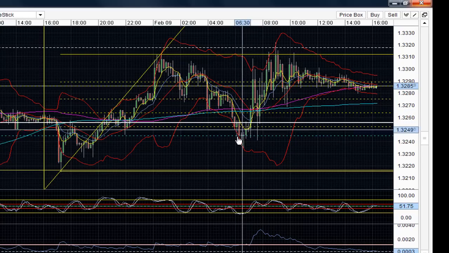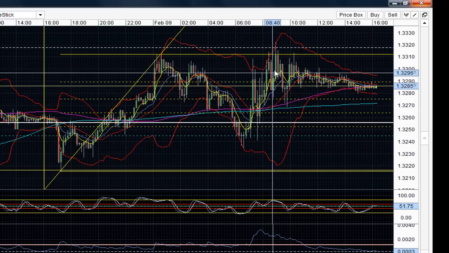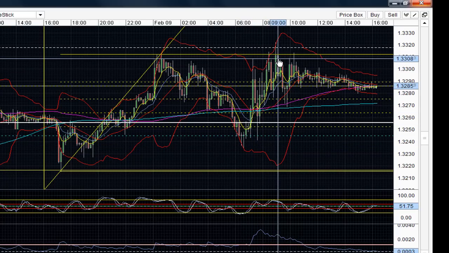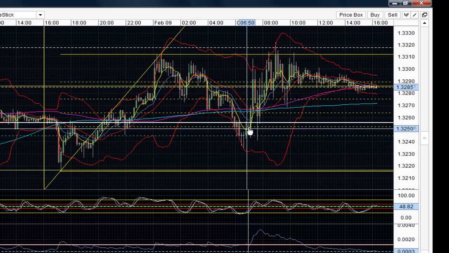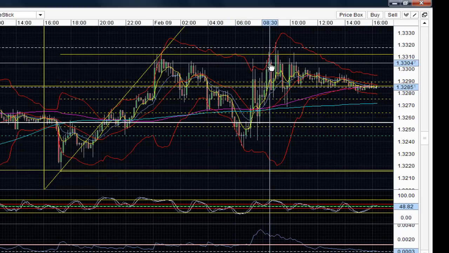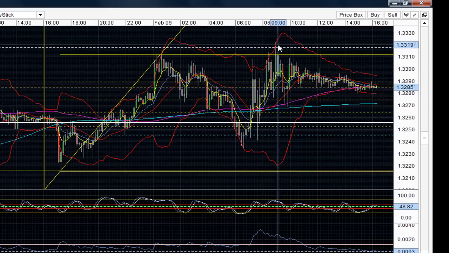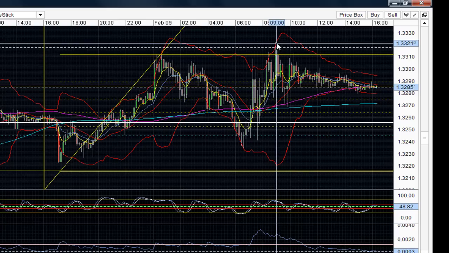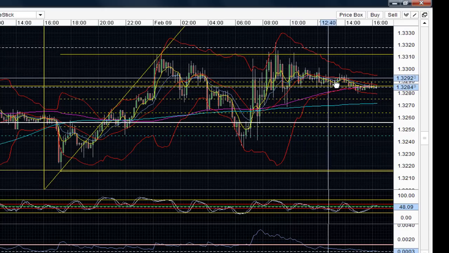So from this low here, the market continued to rally for most of the New York trading session. You can see that price broke through key areas of resistance, and it actually reached our daily high at the 33.22 level. From there, the pair began to slide, and momentum began to slow down for most of the day.